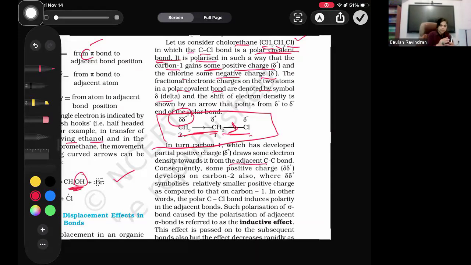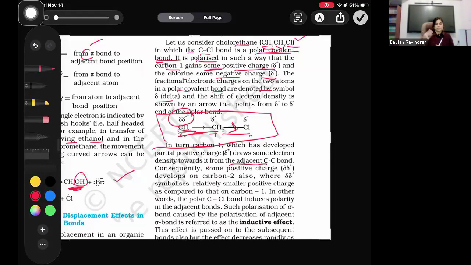Now, this carbon 1 atom needs to balance its electron density, so it again withdraws electron from the neighboring C to C bond. Now delta plus is donated, so it is getting a fraction of delta plus from the C to C bond. Fraction of delta plus means delta of delta plus. So electron is getting from the next bond also. So like this, we can say the polarity changes.